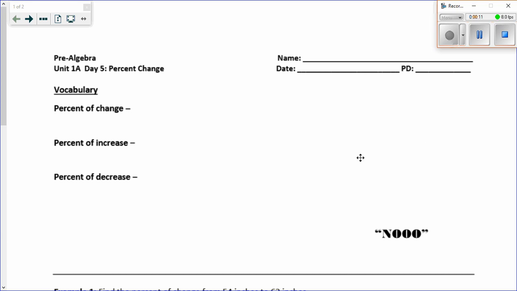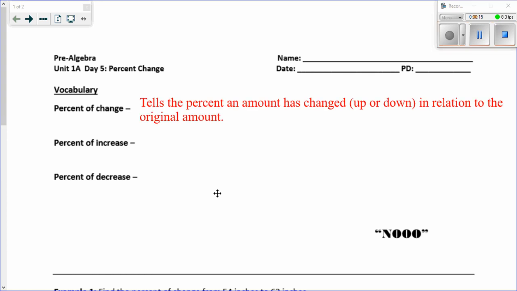So let's go over the vocab. Percent of change tells the percent an amount has changed, either up or down, in relation to the original amount. The percent increase is when the amount increases, that percentage is higher, like it went up. And percent decrease is the percentage when the amount goes down or decreases.